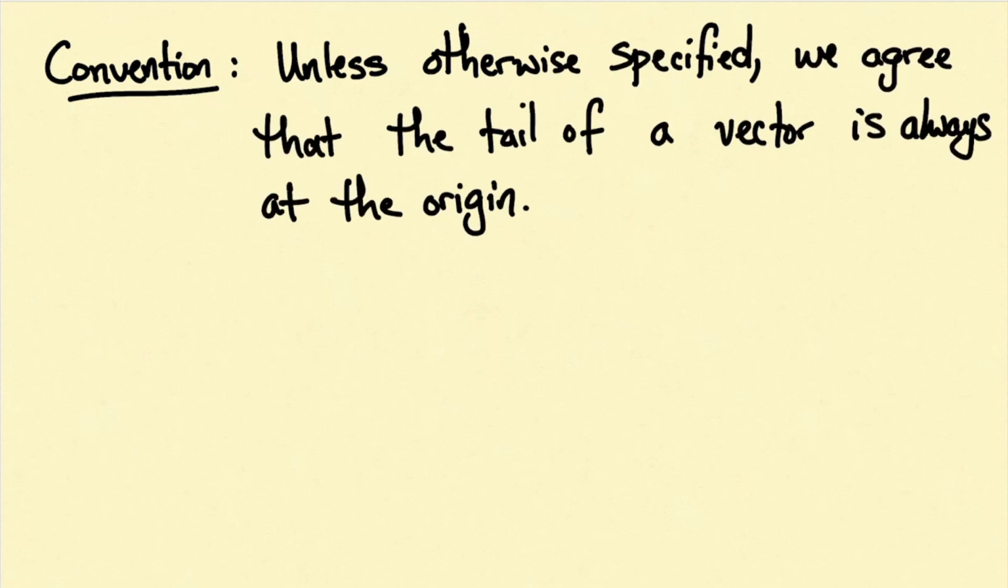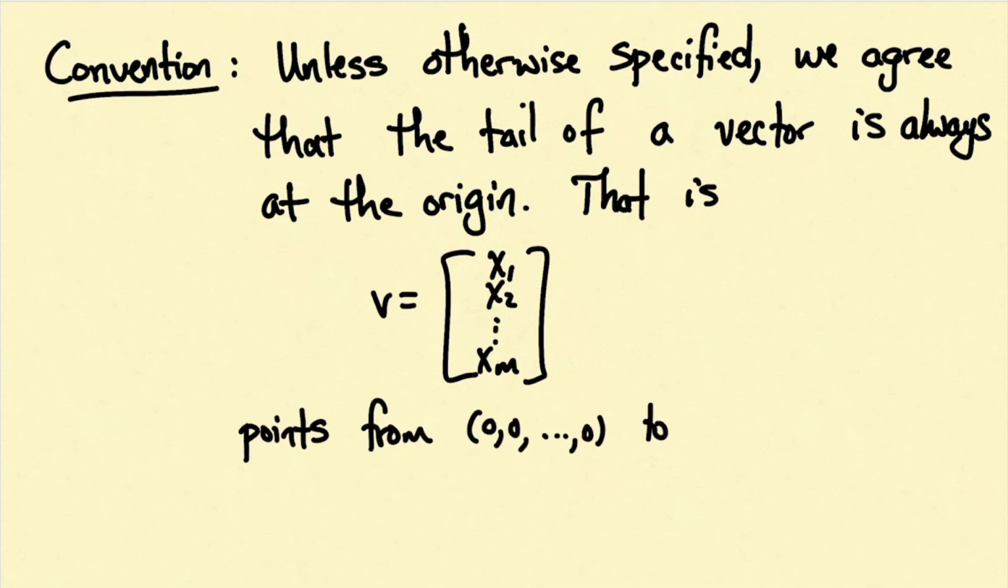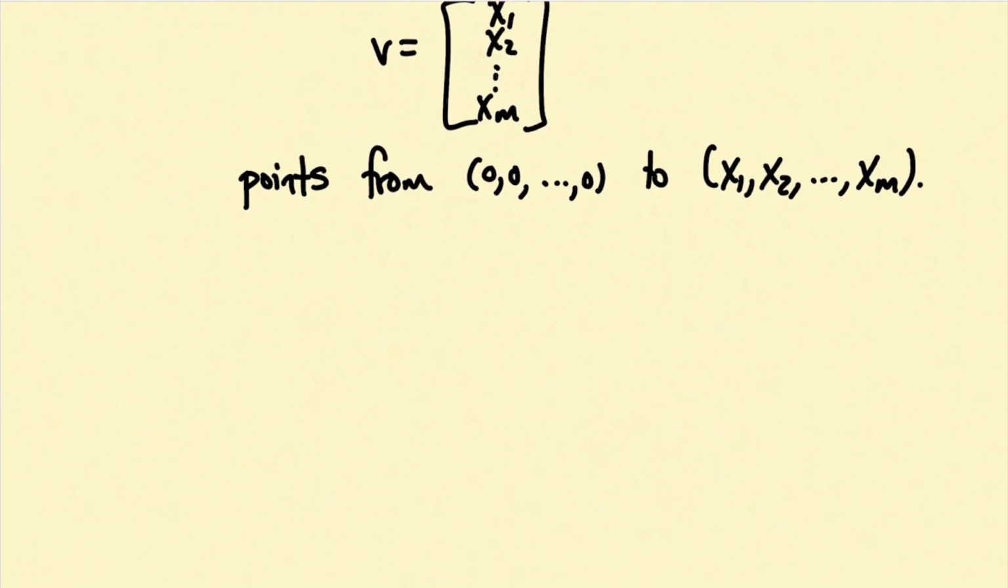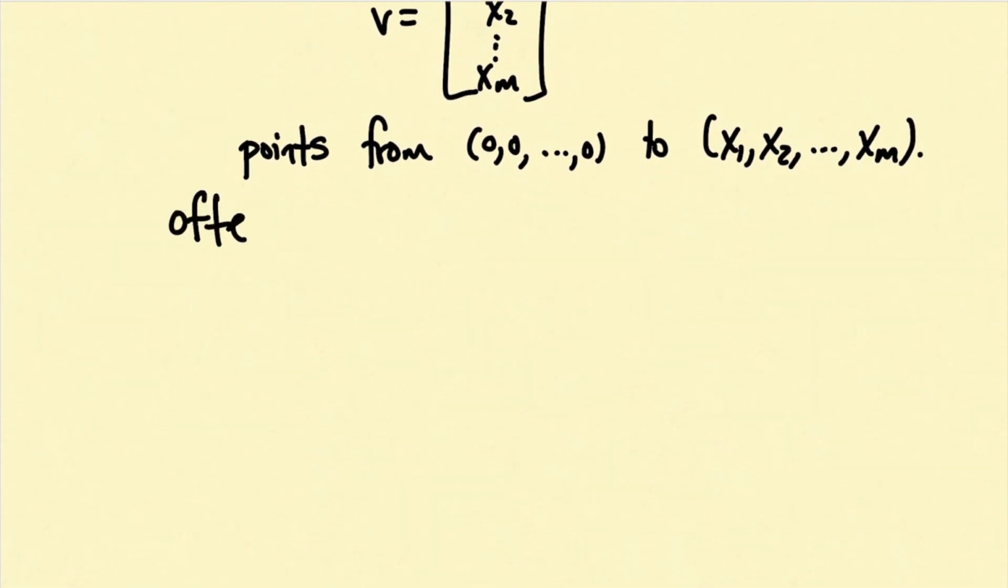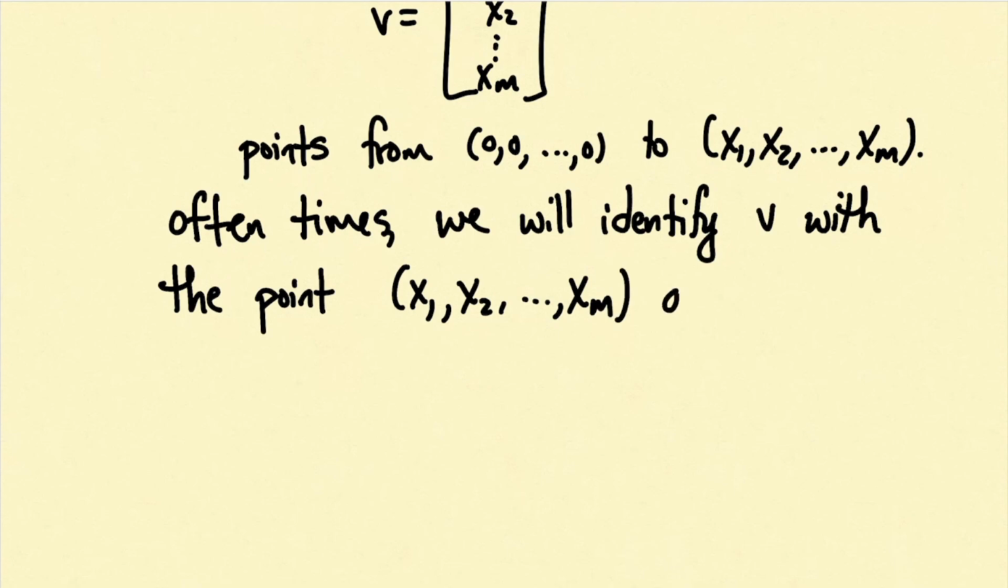That is, the vector whose coordinates are x1, x2, down to xm, is assumed to point from the origin (0, 0, ..., 0) to the point (x1, x2, ..., xm). Oftentimes, we will even go so far as to identify the vector v with the element of Rm to which it points, (x1, x2, ..., xm), and we'll even write the vector v as an element of Rm.